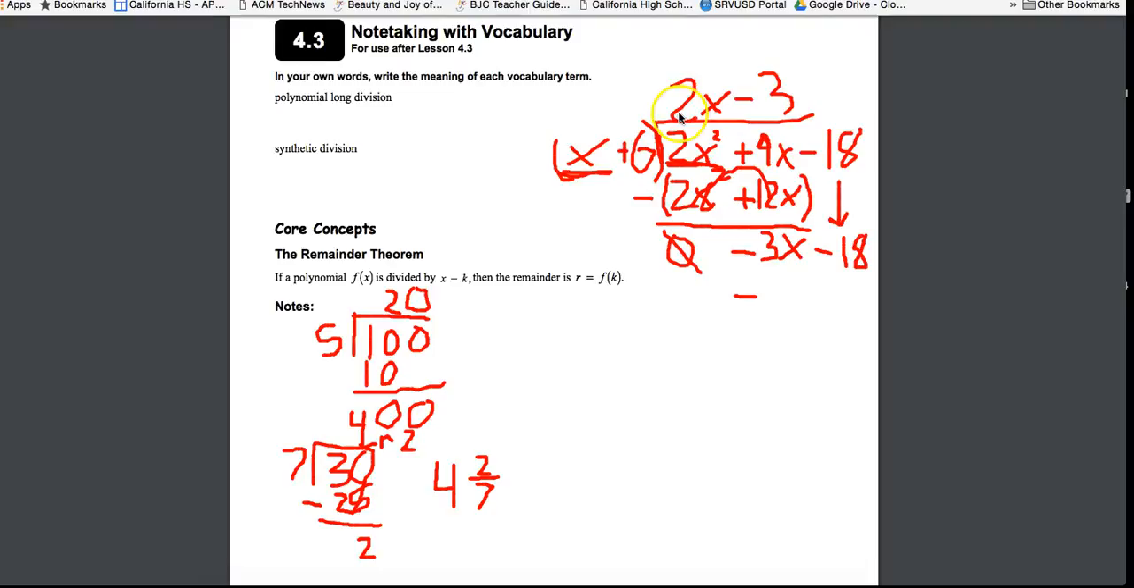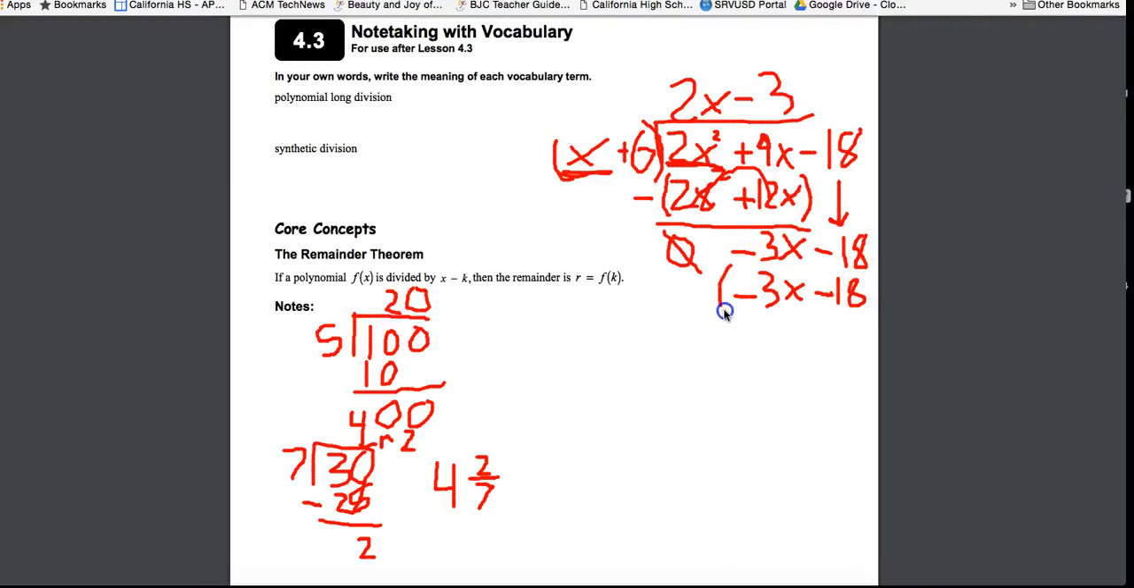So again, just to do this one more time for everyone, we are looking now down here. What do we need to multiply x, our first term, by to get negative 3x? So we got x times negative 3 equals negative 3x. And just like the previous problem, we are multiplying our whole polynomial times negative 3. So negative 3 times 6 gives us negative 18.